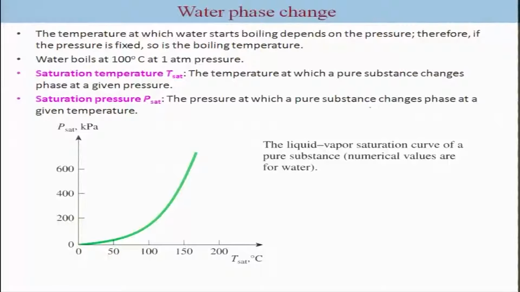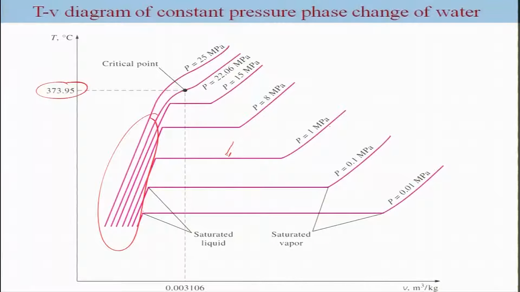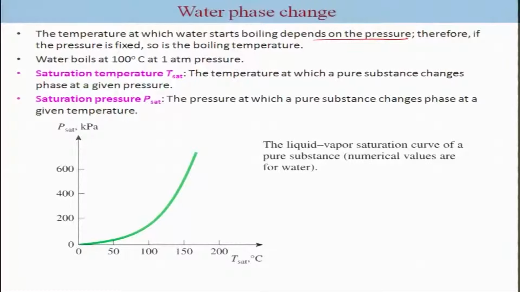What we observe here is two things. One is that the temperature at which water starts boiling depends on the pressure. Let me go back again. The temperature here at which the first liquid starts vaporizing, or boils, depends on the pressure. The boiling point at 1 atmosphere is 100 degrees Celsius. That is the normal boiling point, but in general the boiling point depends on the pressure.